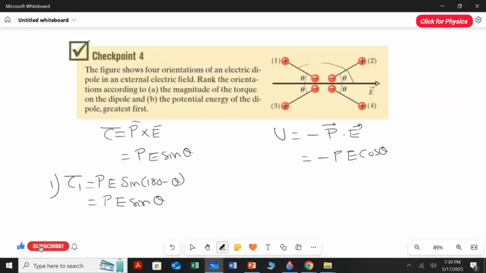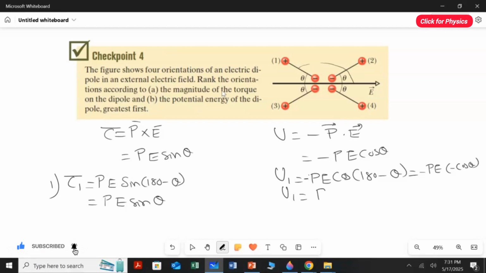Likewise, when you use the potential energy formula for this angle, we have U1, which is equal to minus PE cosine of 180 minus theta, because it is the same angle I'm using for the torque as well as the potential energy for the first dipole. Clear? And in the trigonometry we studied, cosine of 180 minus theta is minus cosine theta. So we will get minus PE of minus cosine theta. Clear? So minus into minus becomes plus. So the answer for U1 here is PE cosine theta.